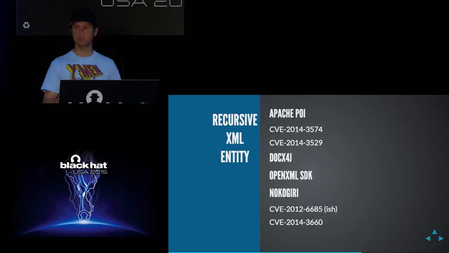If you were going to parse a Word document or a PowerPoint, you might use one of these up here. They're pretty common. Apache POI and docx4j are both in Java. OpenXML SDK is .NET, and then Nokogiri would be if you were doing Ruby. I won't go into the CVEs, but there are a couple of interesting things from here.